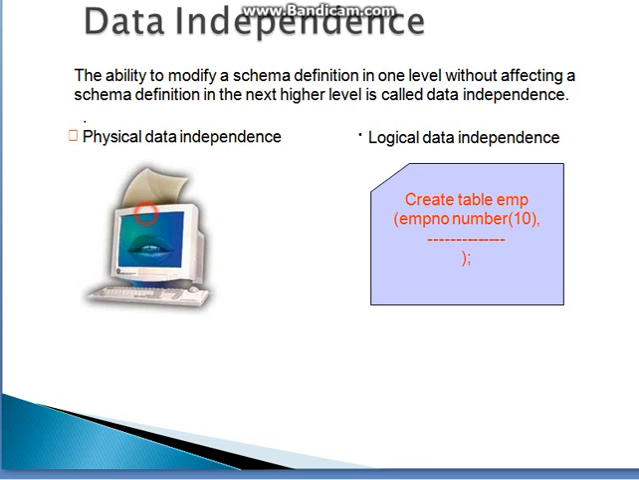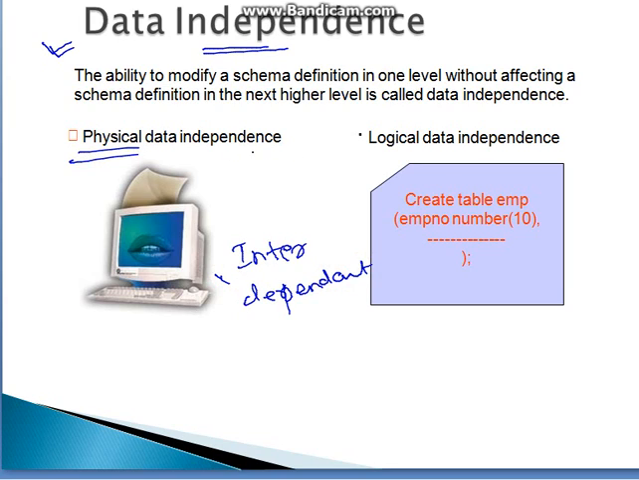Here now we are able to see data independence. Data independence means it is not interdependent. There are two forms of independence, one is physical and another is logical. So what is data independence? It is the ability to modify the schema at one level without affecting the schema definition at the higher level. That is called independence.